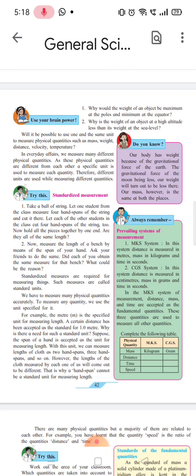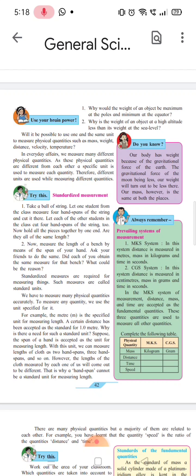For example, speed. What is speed? Speed is the ratio of distance and time. Students, always remember there are two measuring systems, MKS system and CGS system. In MKS system, distance is measured in meter, mass in kilograms and time in second. M for meter, K for kilogram and S for second. In CGS system, distance is measured in centimeter, mass in grams and time in second.